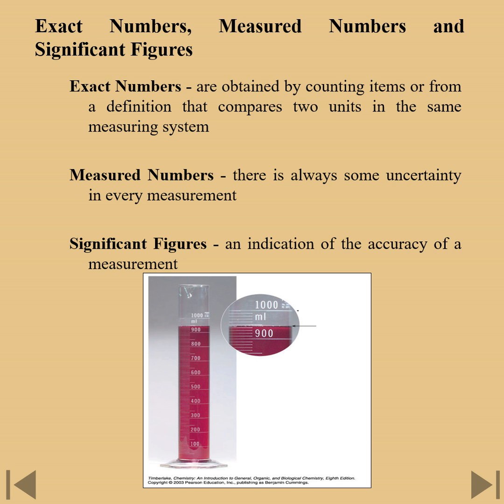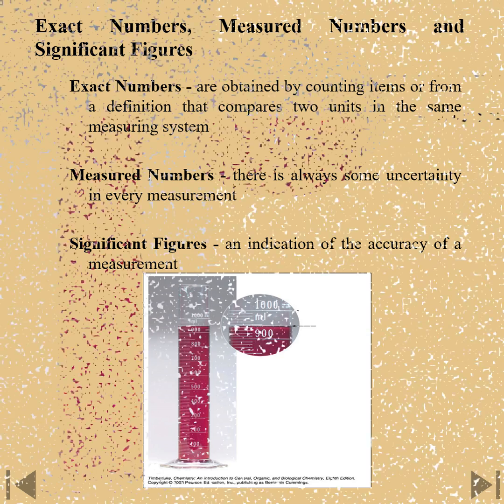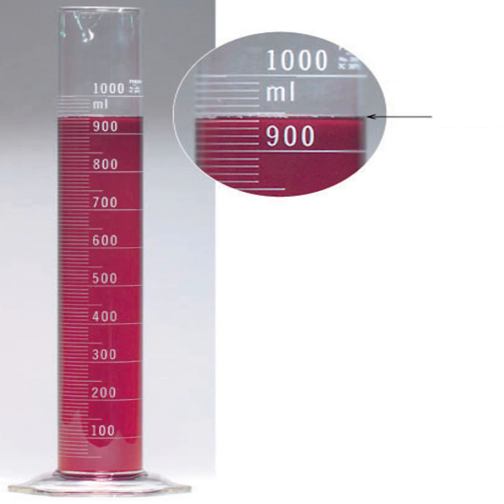Okay, we're given this red liquid and asked what is the volume of that red liquid. Let me blow this up. Now, we need to come up with our first digit. And which digit is that? Well, it looks like it's somewhere between 900 and 1000. And which is it closer to? And it looks to me a little closer to the 900. So my first digit is the 9 in 900.